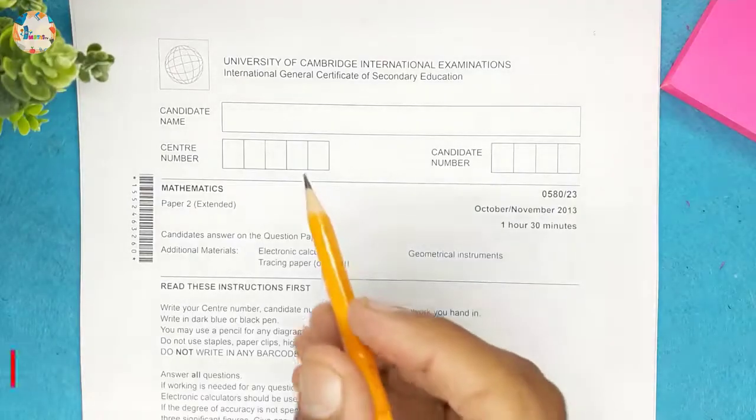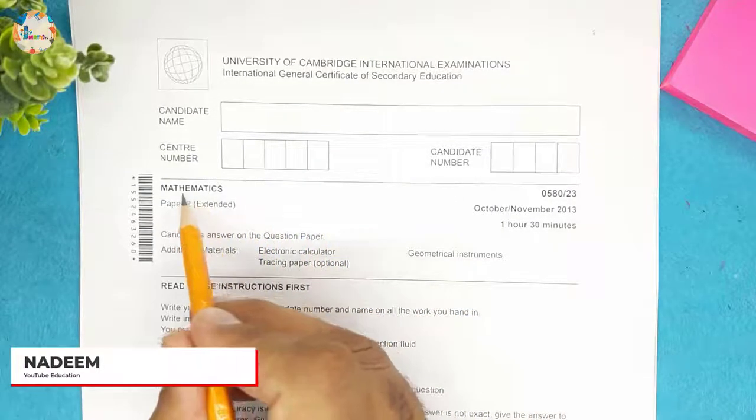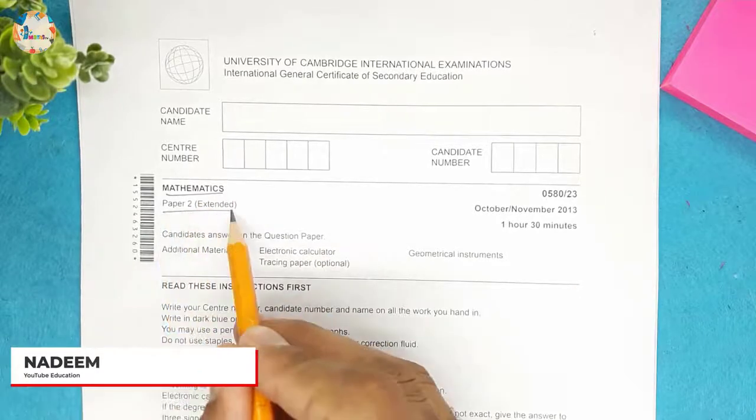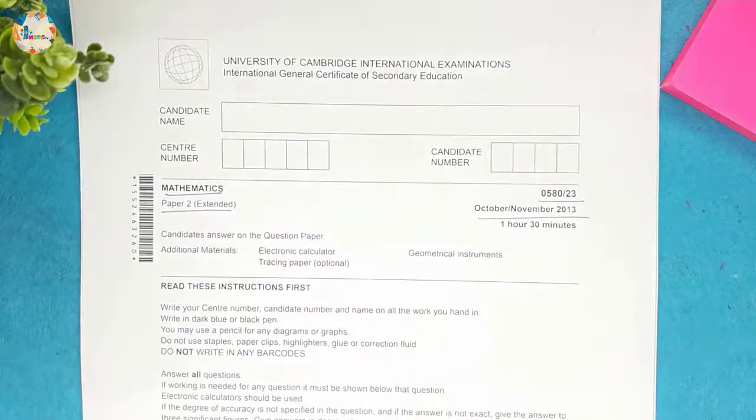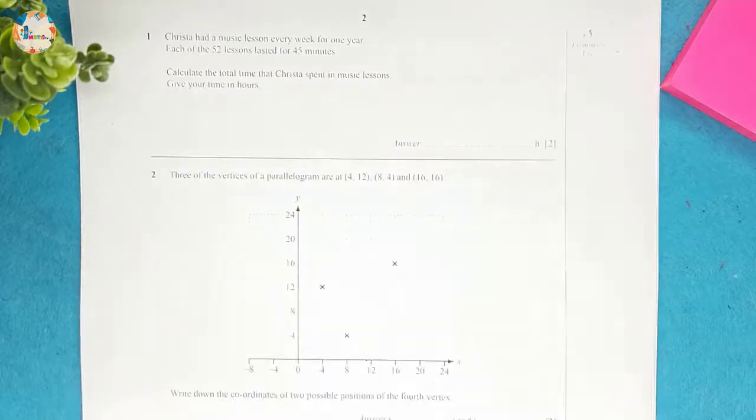Today we'll be going through IGCSE Cambridge Mathematics Paper 2 Extended 0580/23 October/November 2013. Question number 1.